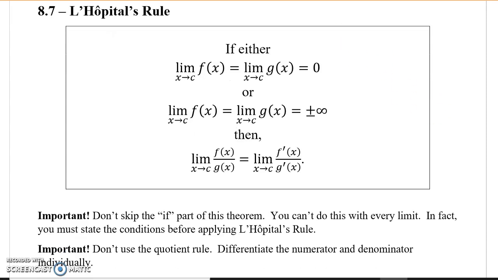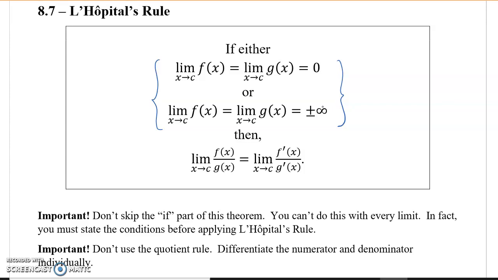So a couple things to highlight before we move on. These are important. I need to make sure you understand these. You can't do this to every limit. The if part, the hypothesis of the conditional statement, must be true. If the numerator and the denominator both don't approach 0, or both don't approach infinity, then you can't use L'Hopital's rule, so don't try to.